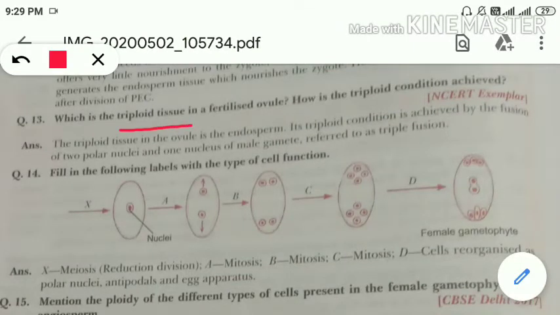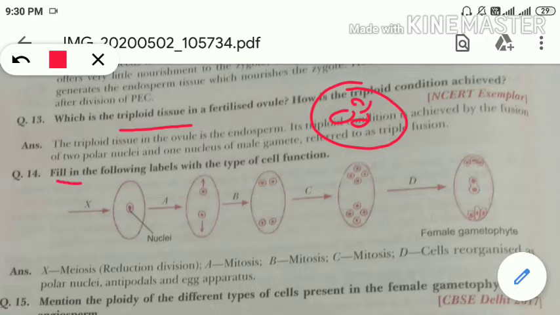the triploid tissue, that means we have seen in the case of endosperm, there are two central nuclei and one nucleus of the male gamete. They form the primary endosperm nucleus, which is triploid, and that forms the endosperm. Okay, so this process is known as triple fusion.